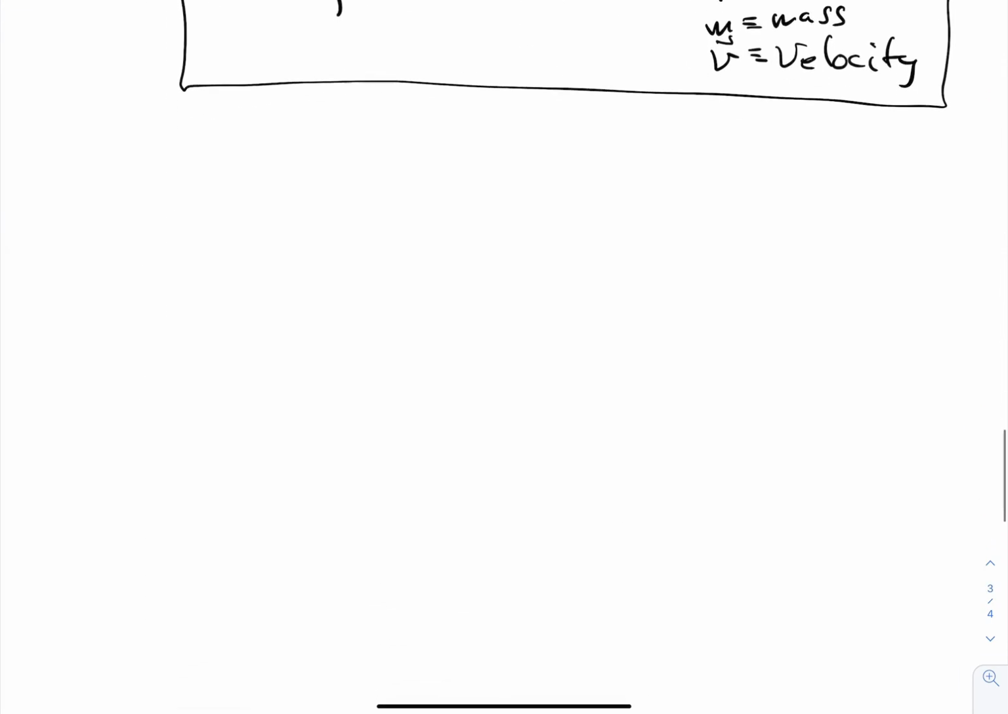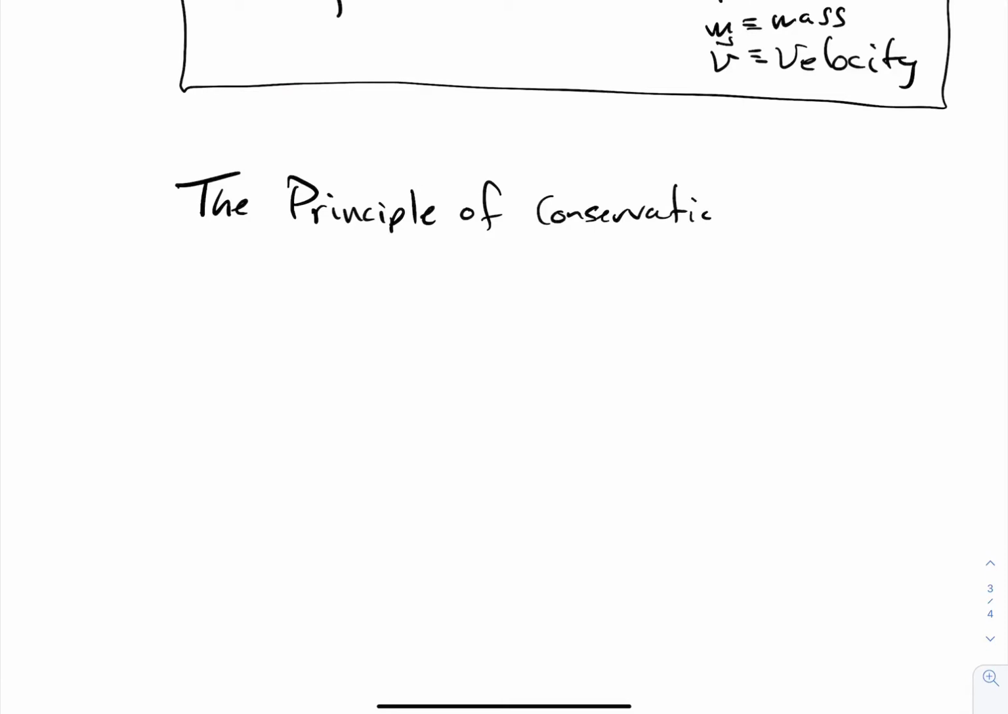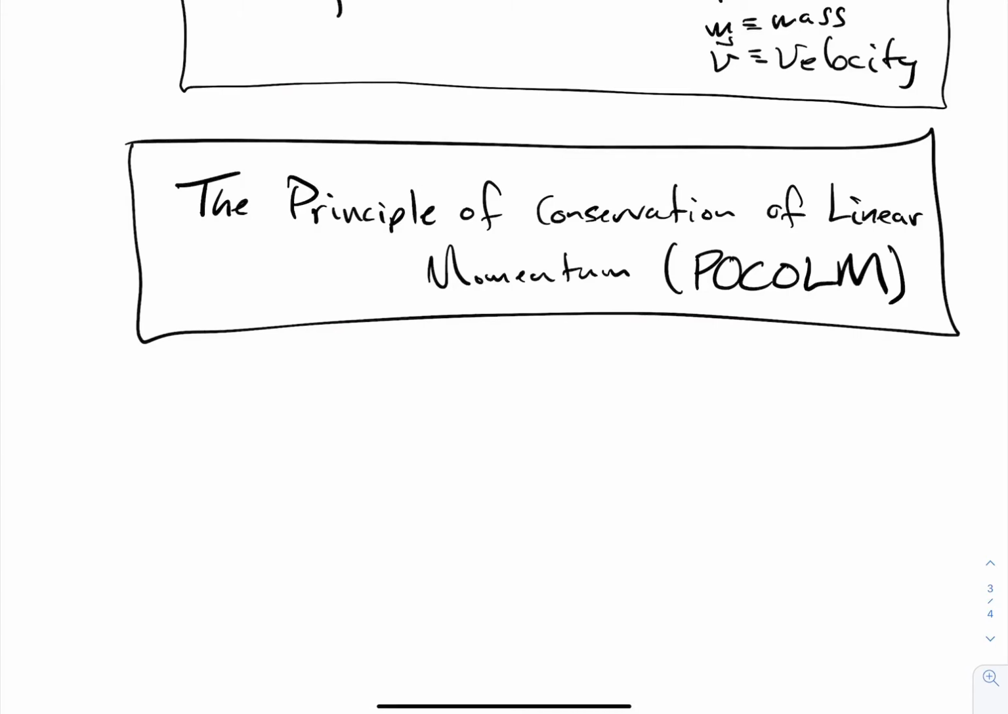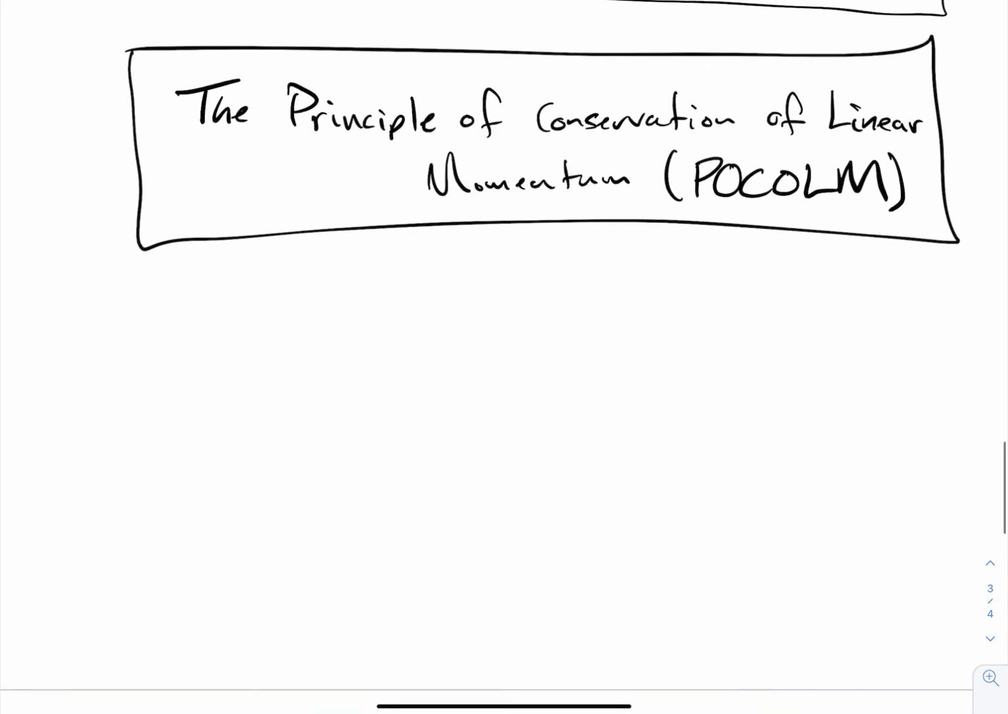The next conservation law in our class is the principle of conservation of linear momentum. What do you think we'll call it? The principle of conservation of linear momentum, or what we'll often refer to as POCOM. And POCOM is just like the principle of conservation of energy, whereas it's defining a new quantity that is always conserved.